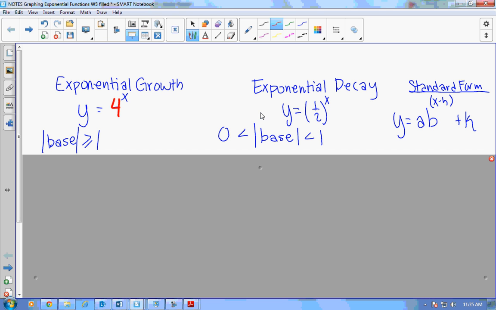We get an exponential decay if the base is a fraction between 0 and 1. Notice it doesn't have equal to. It's between 0 and 1, but not including 0 and 1.